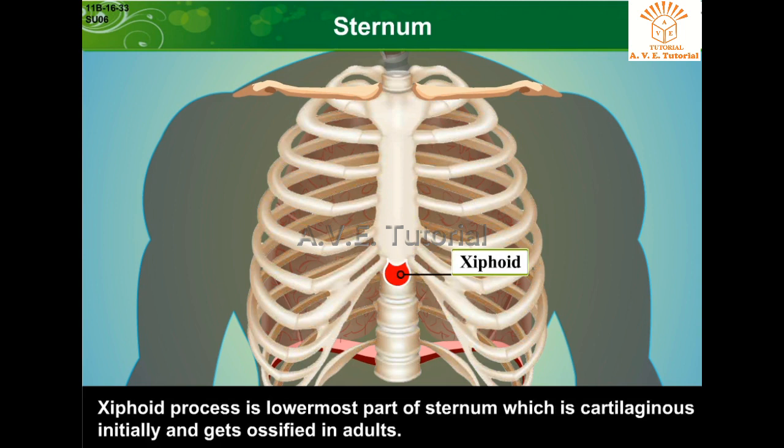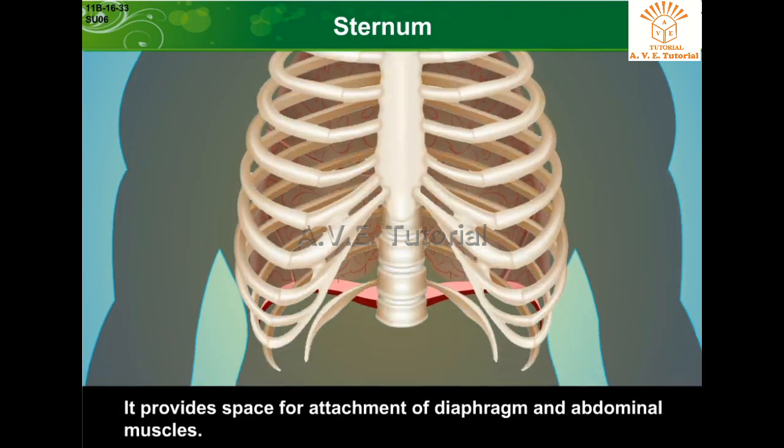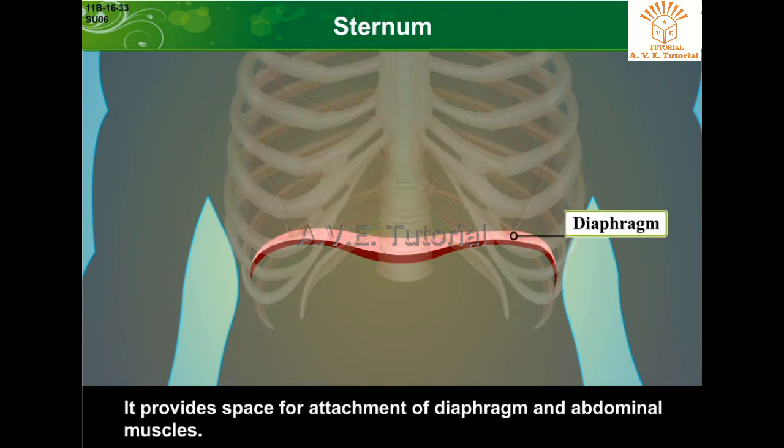Xiphoid process is lowermost part of sternum, which is cartilaginous initially and gets ossified in adults. It provides space for attachment of diaphragm and abdominal muscles.